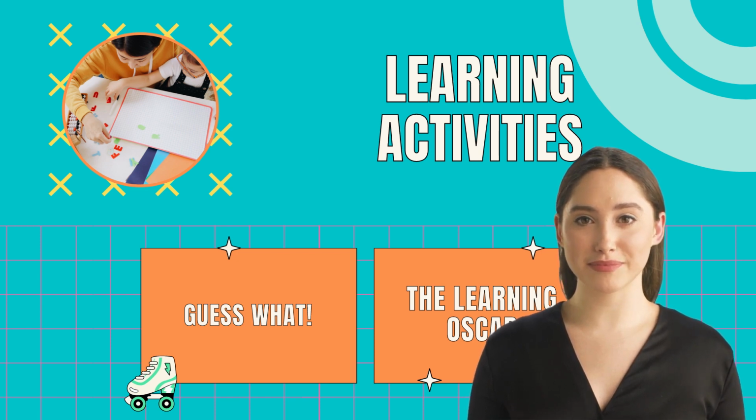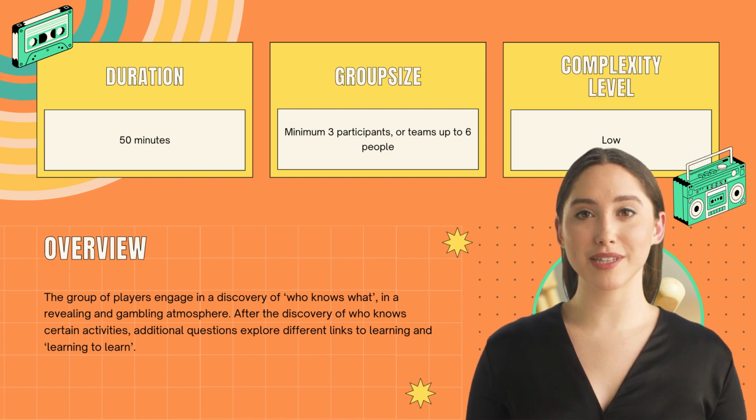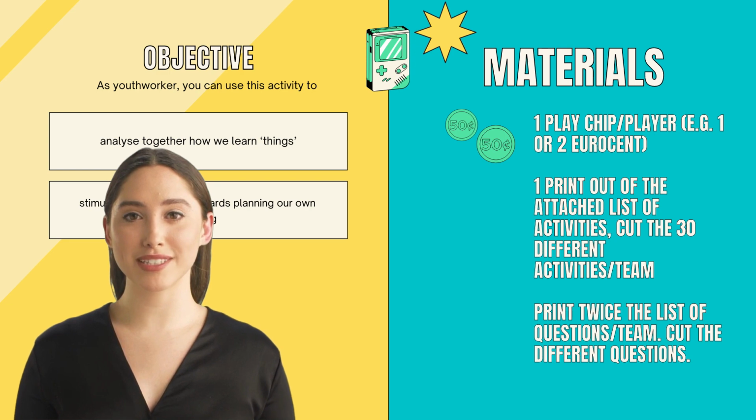Let's get started. The first activity is called Guess What? It will take you around 50 minutes. For this activity, you will need one play chip and one printed list of activities. Print twice the list of questions. Let's see how to do it.